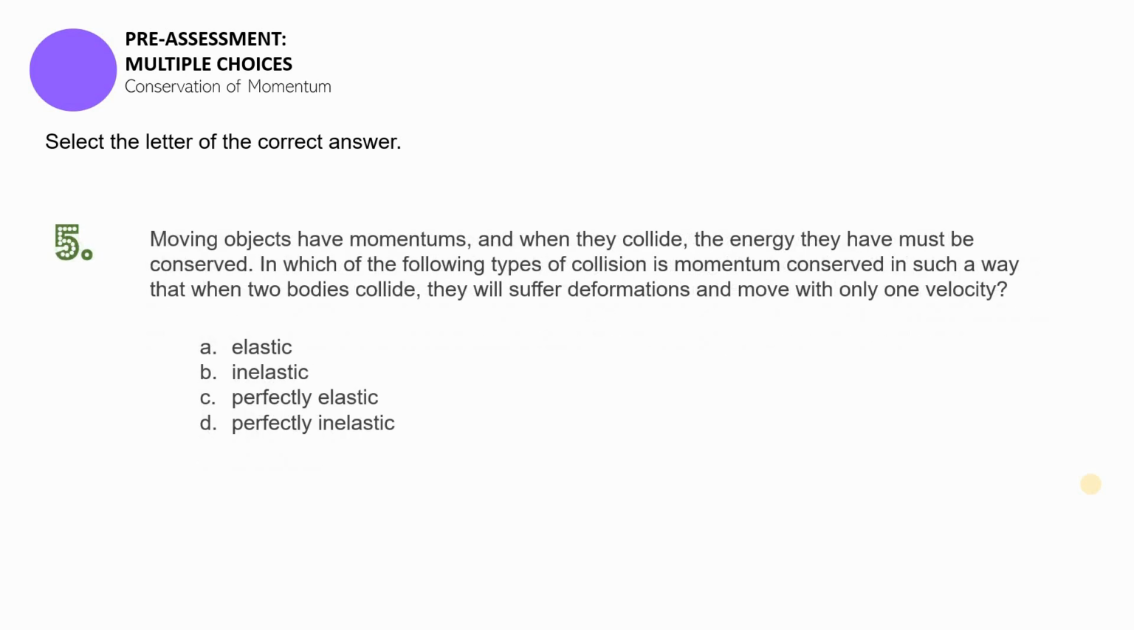Number 5. Moving objects have momentums, and when they collide, the energy they have must be conserved. In which of the following types of collision is momentum conserved in such a way that when two bodies collide, they will suffer deformations and move with only one velocity? A, elastic, B, inelastic, C, perfectly elastic, or D, perfectly inelastic? Remember, this is just a pre-assessment, so our task talaga dito is to know kung gaano na ba karami yung alam nating information about this new book.